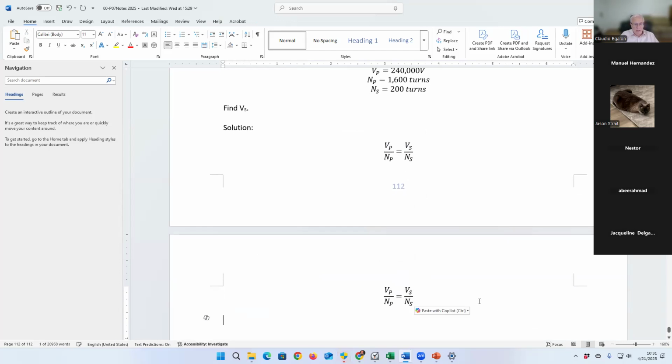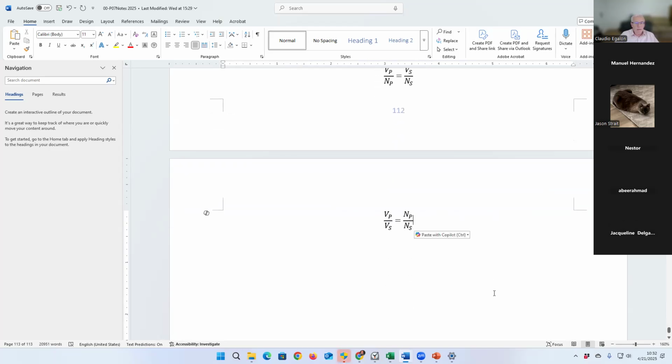Another way to remember that is get the ratio of the voltage and the ratio of the number of turns. Vp is proportional to Np, right? So substituting 1600 upstairs and 200 downstairs, we have that the voltage in the secondary is going to be 8 times less than the voltage in the primary.